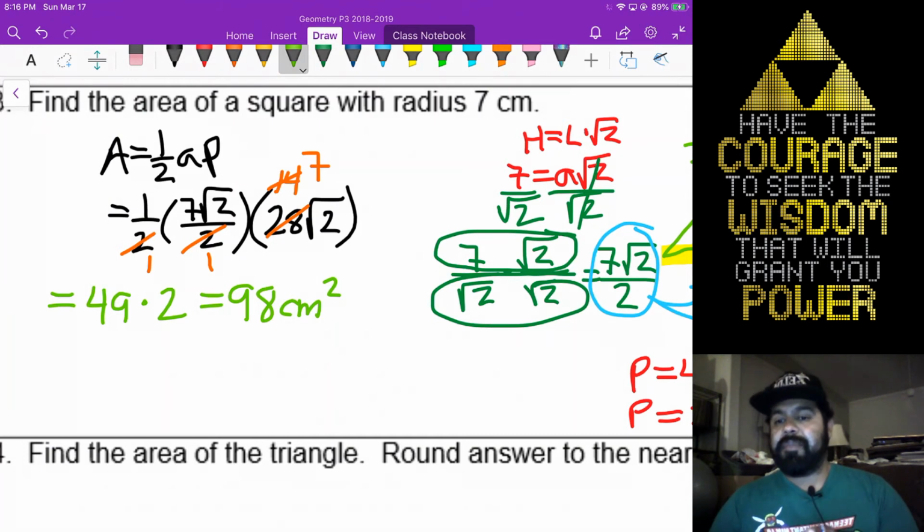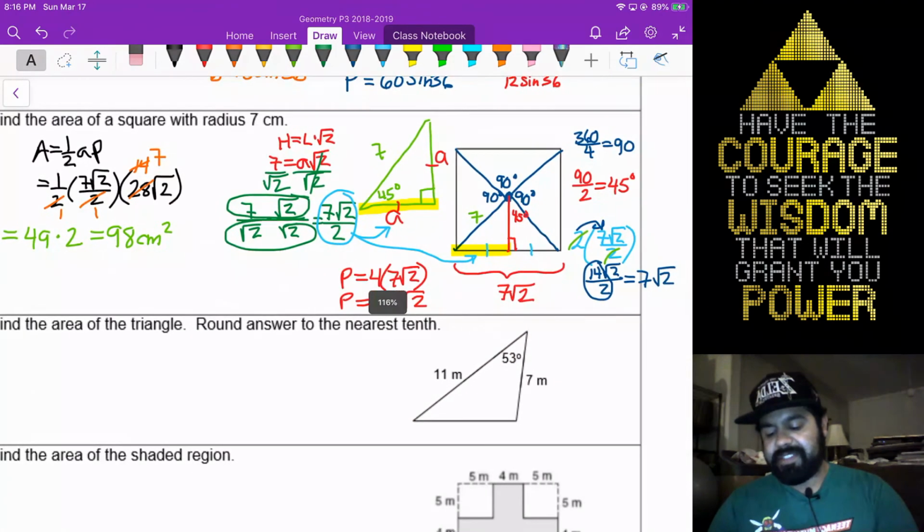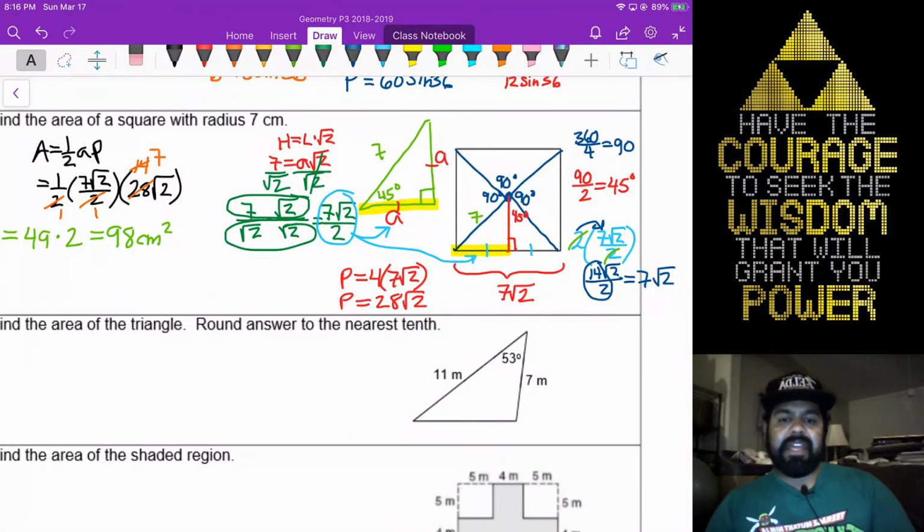Now, like I told you all before, there are 2 other ways you could get to this area without using the 1/2 apothem times perimeter. So if you remember what I taught you in class, you're more than welcome to use it. Otherwise, I'll be looking forward to seeing this math on that problem.